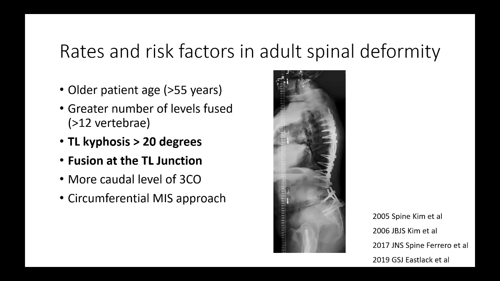Just to touch base on adult deformity, and I know this is a talk in and of itself, but I think there are some relevant risk factors. This study out of WashU did a retrospective chart review of 96 patients who underwent spinal fusion for adult scoliosis. They had an overall pseudarthrosis rate of 17%.